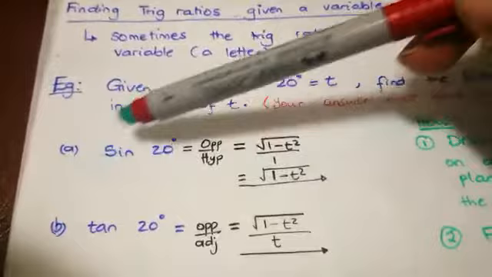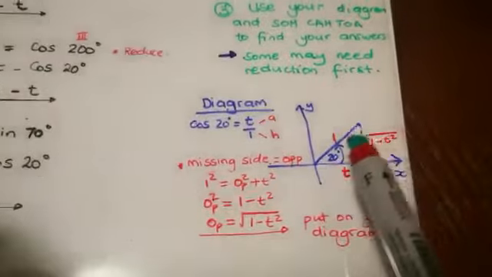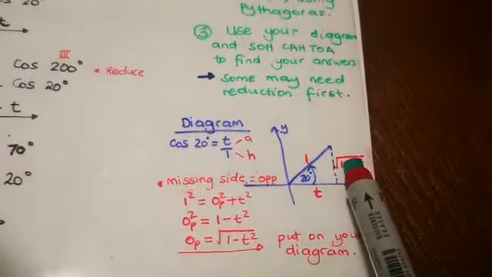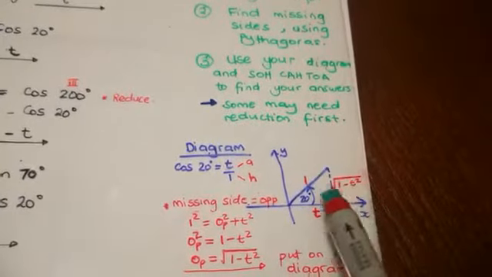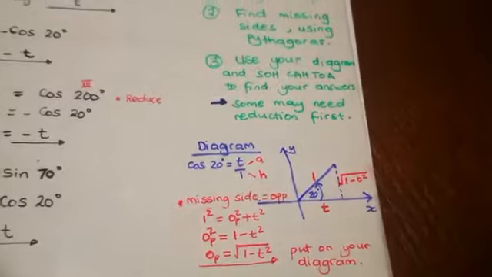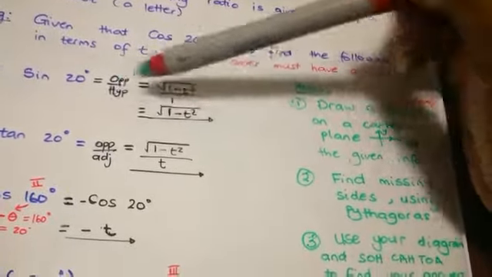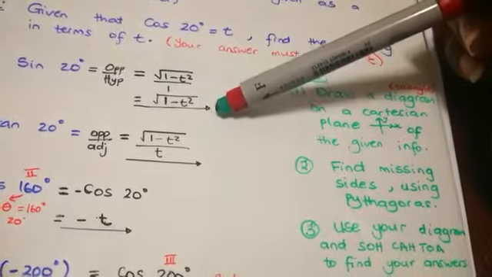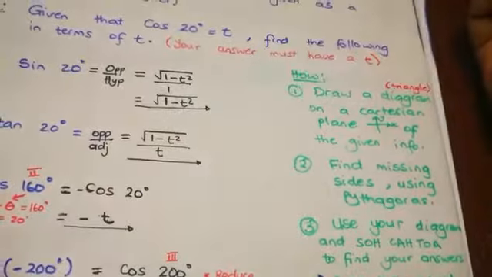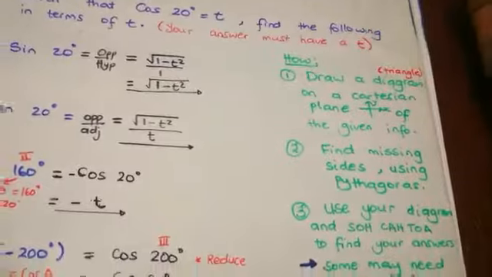The first question was find sine 20 in terms of t. Sine 20, so that means I am here. Sine is opposite over hypotenuse. So my opposite is the square root of 1 minus t squared. So you see, if I hadn't calculated this, then I wouldn't be able to answer that question. My hypotenuse is 1. So this divided by 1 will just give me the square root of 1 minus t squared. So that is your answer, and it is in terms of t because we have a t in our answer.